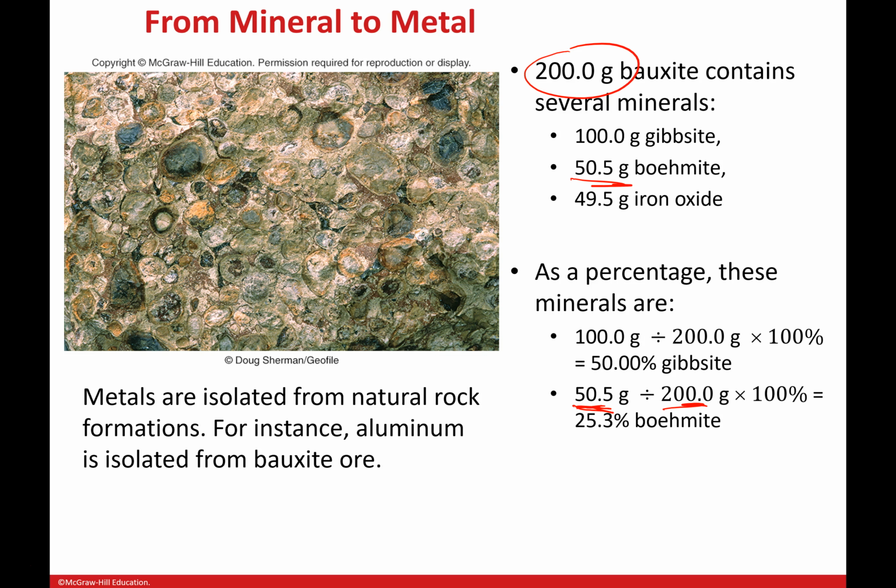And then the last one, last but not least, iron oxide. We're going to take that 49.5 grams, divided again by 200.0 grams. And since I have 3 sig figs here, I'm going to take my weight percent, which is 24.75, and round it to 3 sig figs, 24.7%. Any questions about that? It's a weight percent problem, and it's kind of fun to do it here with minerals and a rock.